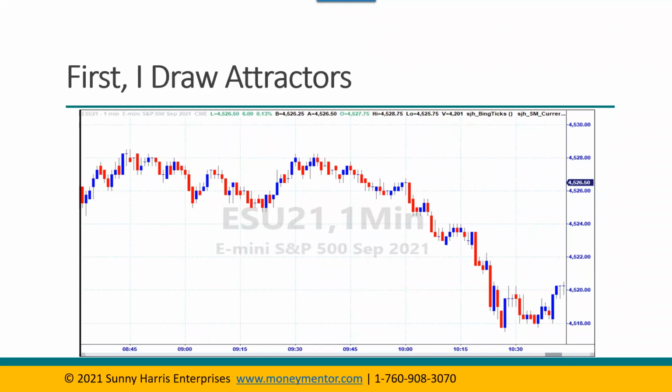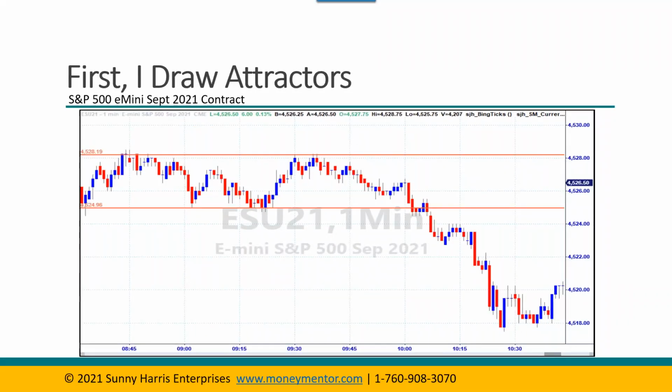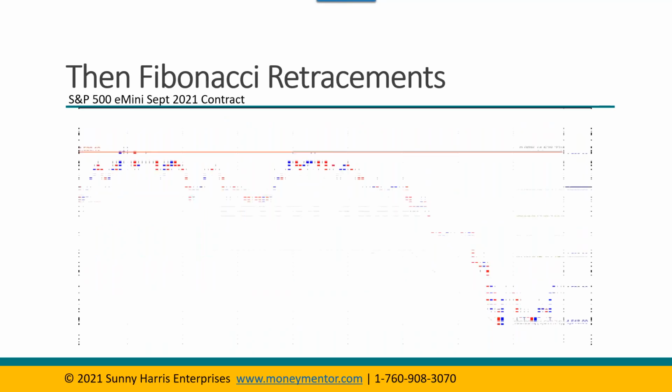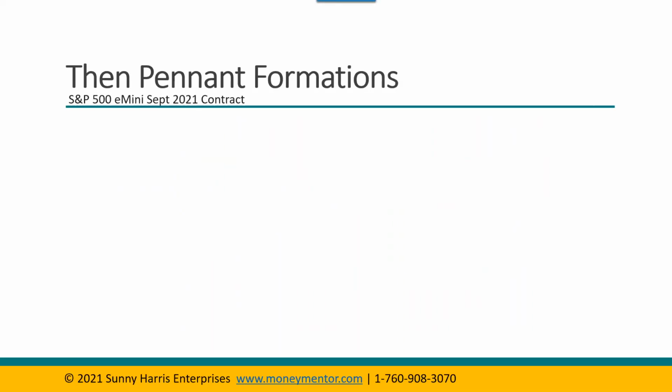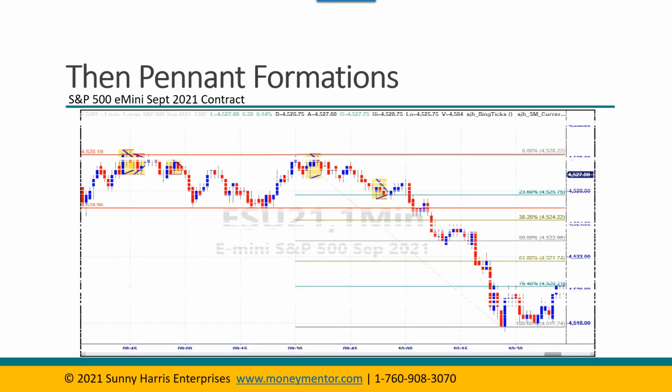So there's a blank chart. I draw the attractors. There they are. Then I put on the Fibonacci retracements. That's that. You can see it goes right back up to the 76.4 retracement. I don't know what it does after that. If we have time left at the end of the talk, I'll do some live trading. I'll bring up live charts and let you see what I'm doing. We'll see if we actually have that.